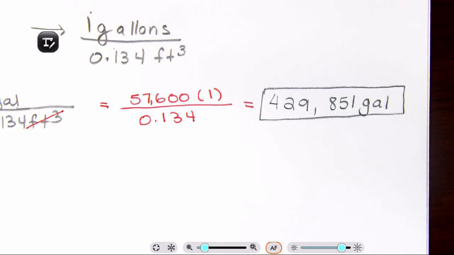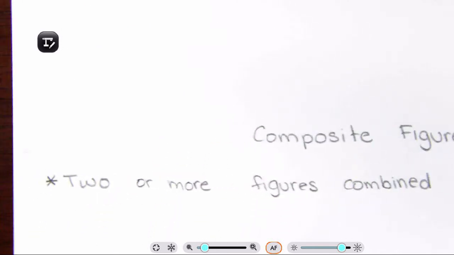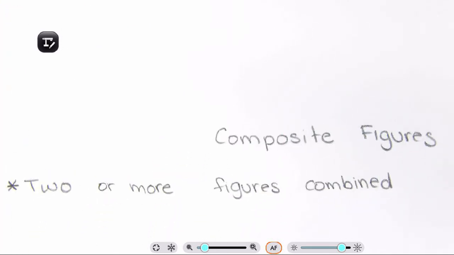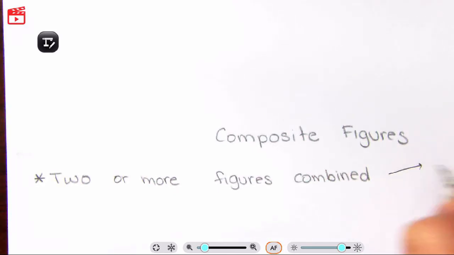All right, let's talk about composite figures. Composite figures are 2 or more figures that are combined. They are great and they're super duper fun. Now there are 2 types of composite figures. There's composite figures that are added, kind of like stacked. And then there's composite figures that are removed, and think of it as like cutouts.